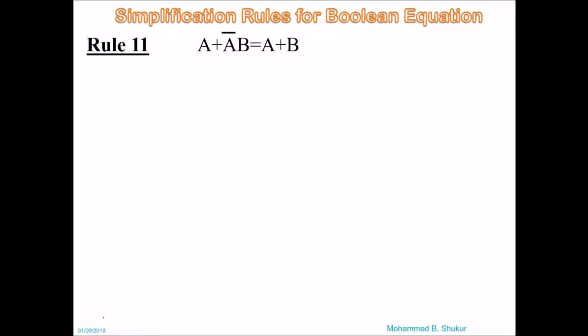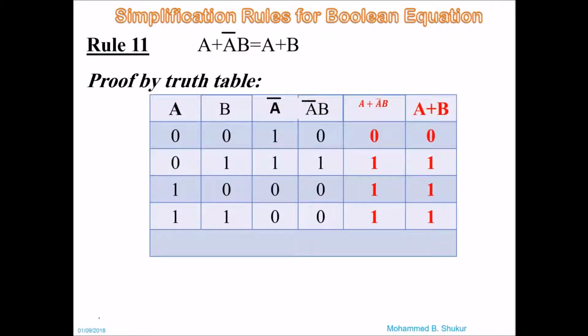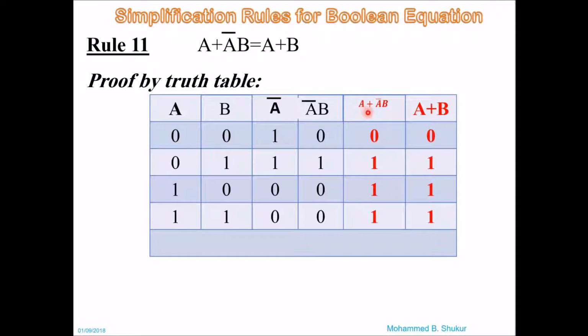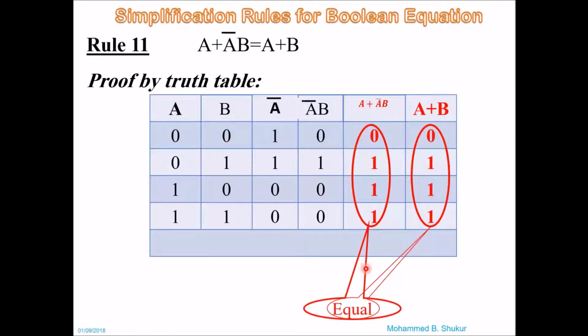Also we can prove rule number 11 from the truth table. So we can see we have a and b. So we make the truth table, then we can find a bar, it's the inverse of a. Then we can find a bar and b. Then we can find a or a bar b, and finally a or b. We can conclude a or a bar b equals a or b from the truth table. So this means the left hand side equals the right hand side of the equation.